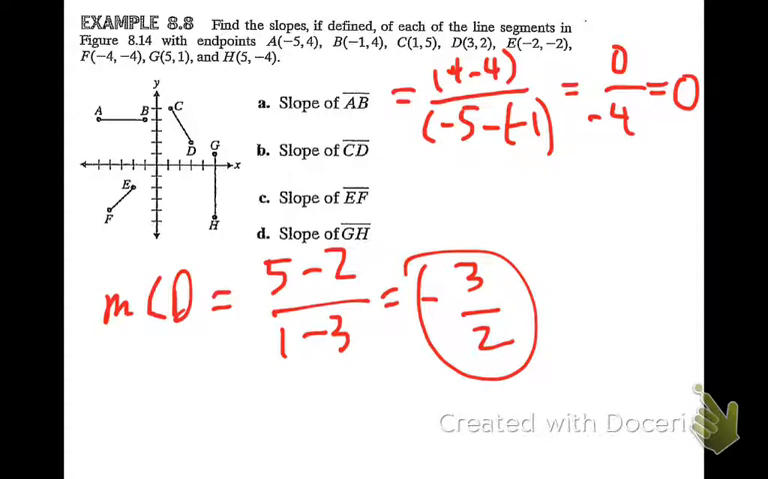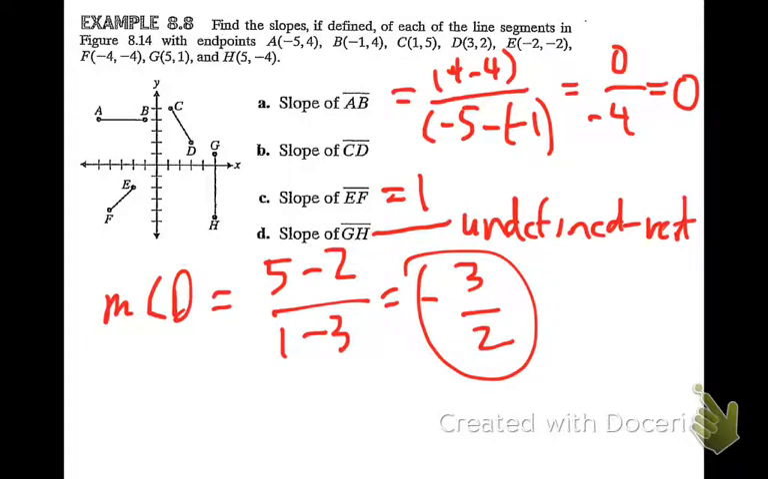Okay, what did you get for the slope of EF? I got 1. Right. The slope of EF equals 1. Anybody need to see that? What did you get for the slope of GH? Yeah, GH is undefined. It's a vertical line. It's undefined because it's vertical. All right, any questions there?